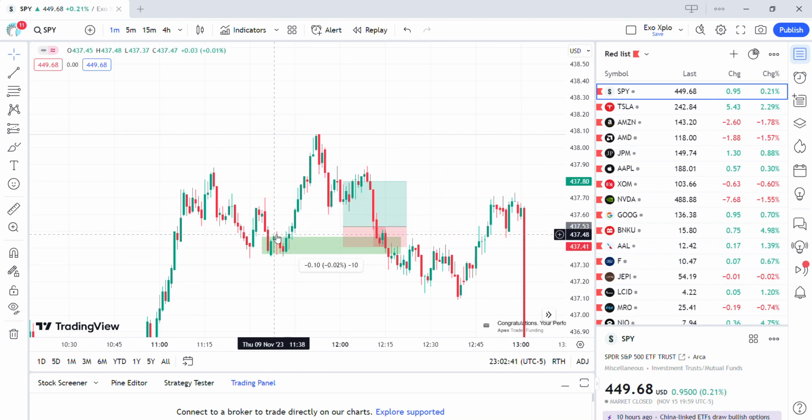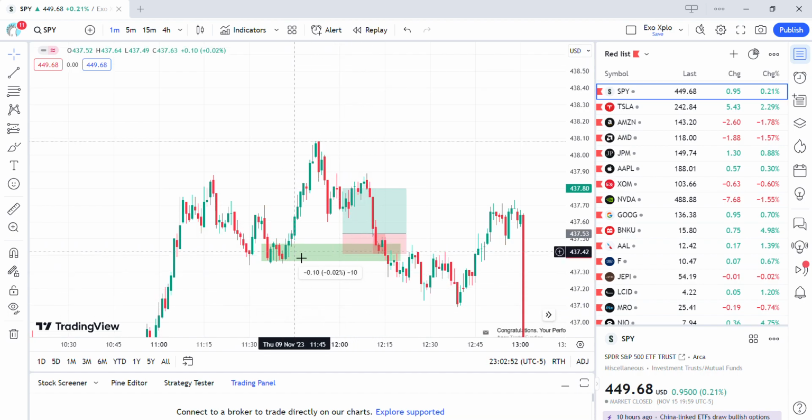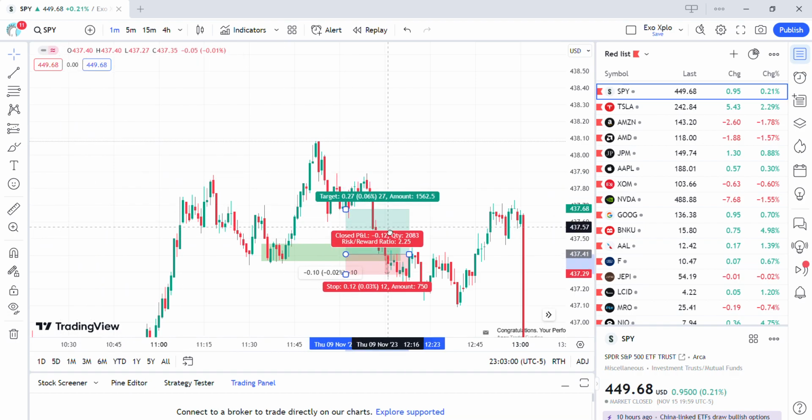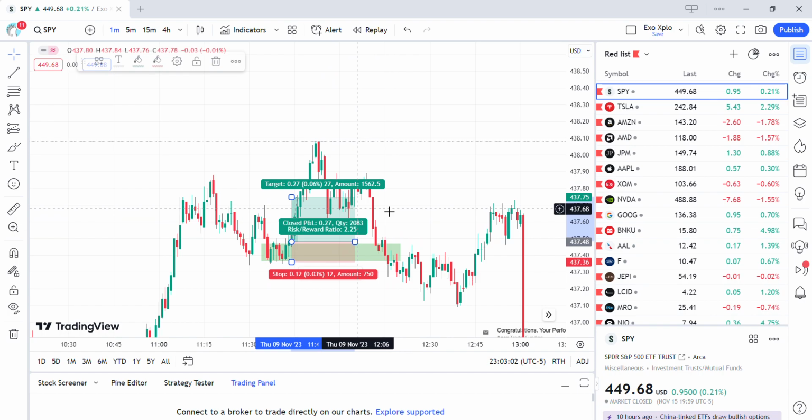So we then find our resistance with rejections as well. Same thing as support. You're just looking for a bunch of rejections, and then you're entering long on a close above. So notice how we actually closed above our consolidation with this candle. We went long. So, sorry, this I dragged as well. So this is what it would look like.